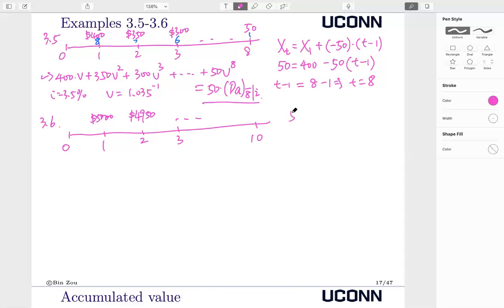So it will be the initial one, 5,000 plus, you always go down by $50, so the difference is -50. You go to 10. 10 minus 1 is 9. So 4550. Okay. This is because I'm using the general term of arithmetic term, which we studied before in chapter 2.